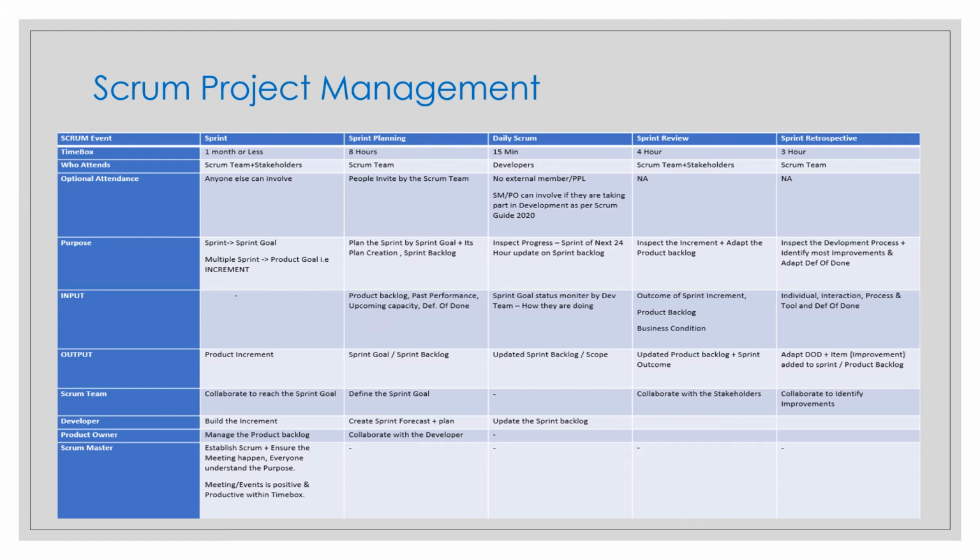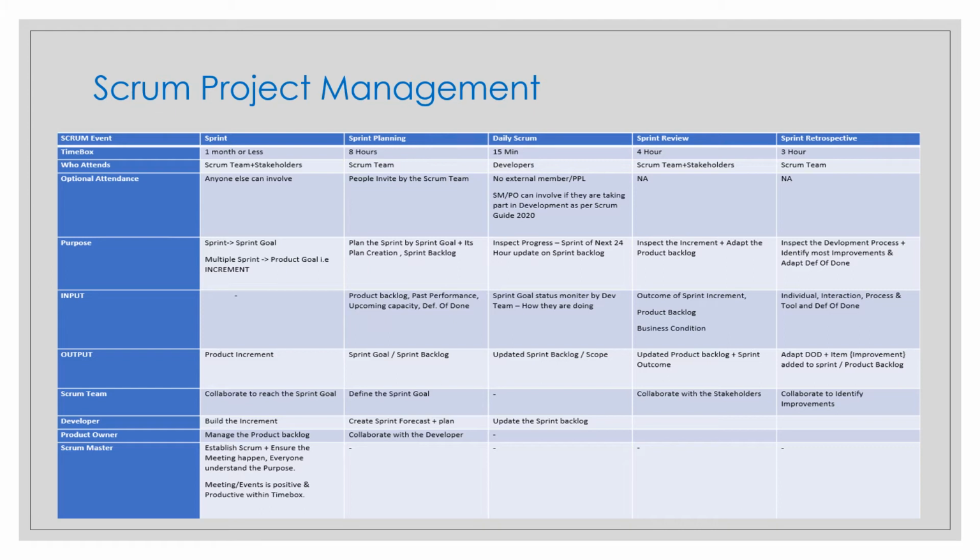These are all the input part. Your output part is your outcome, that is your updated product backlog, what has been added or anything, and your sprint outcome. In your retrospective meeting, your output is that you are adapting the definition of done, and your input is that you are looking at the individual interaction, processes and tools, and how the team has worked. So this input and output is very important for the exam perspective.